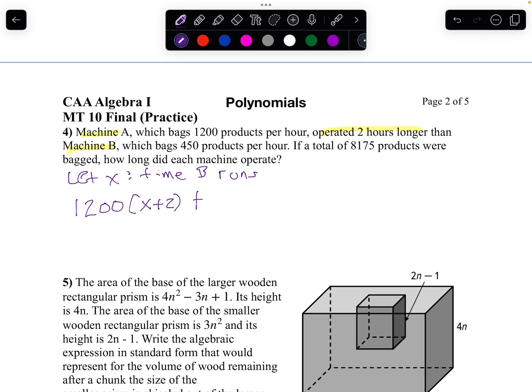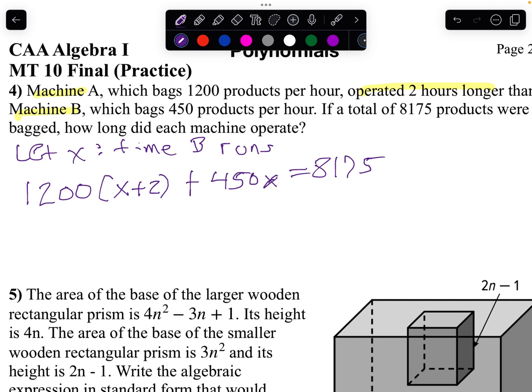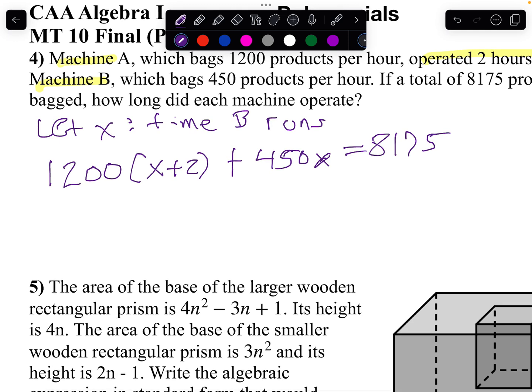And machine B goes 450 per hour, and that'll be X for the amount of time it operates. And I know I get a total of 8175. So now I'm just going to solve this equation. So I'm going to take 1200X plus 2400 plus 450X. I'm going to simplify that.